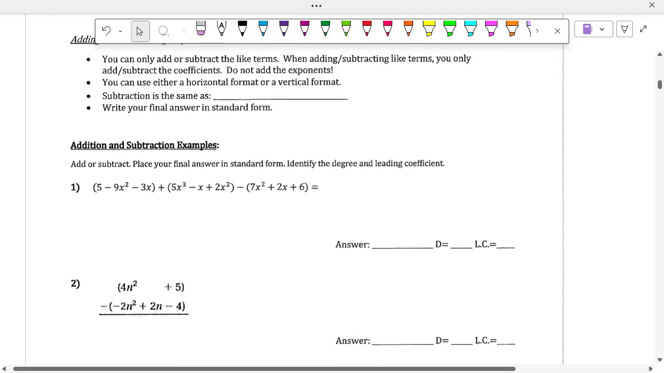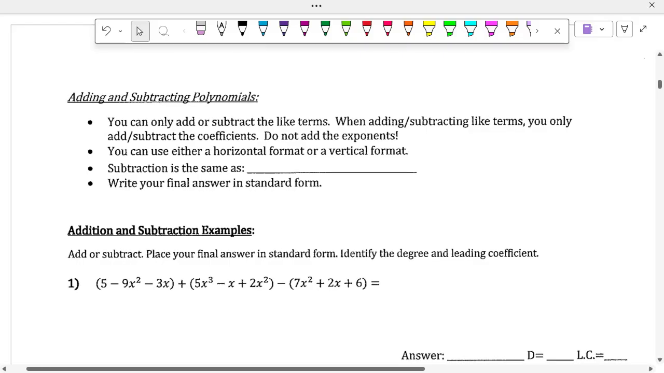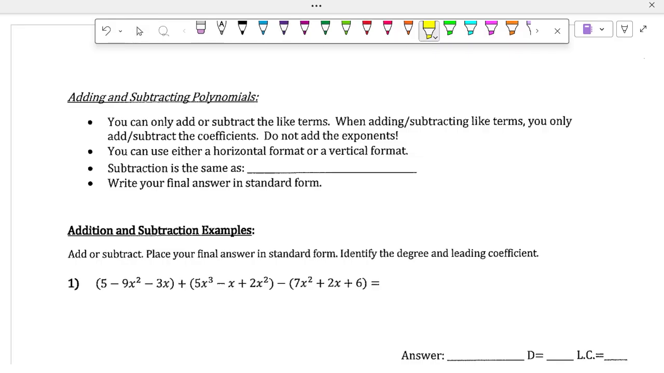Okay, now going into adding and subtracting polynomials. So guys, I'm going through this really quick because you should be pretty familiar with this by now. All right. So, adding and subtracting polynomials. What's the main thing you do whenever you add and subtract polynomials? What's the main strategy? Combine like terms. Good.